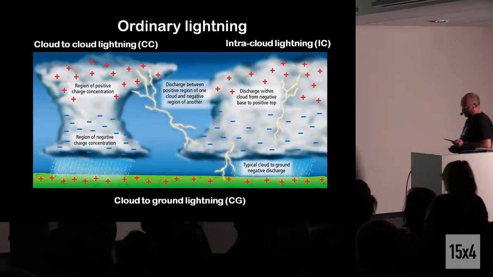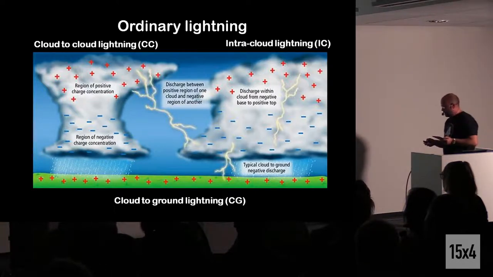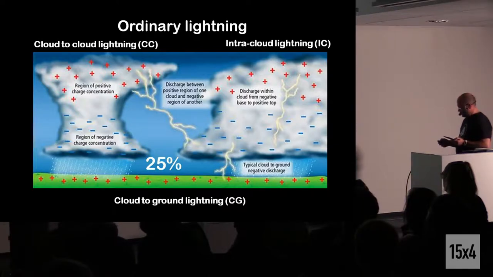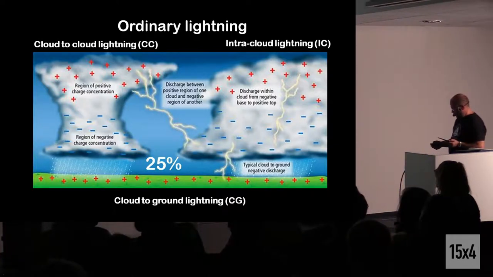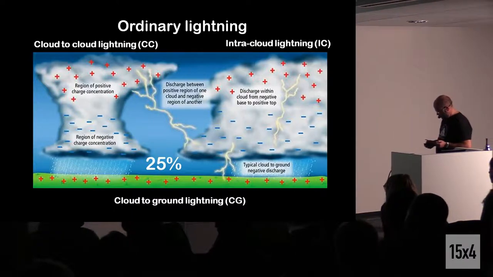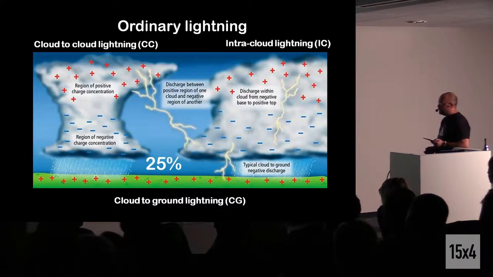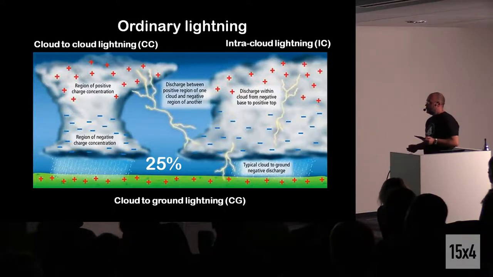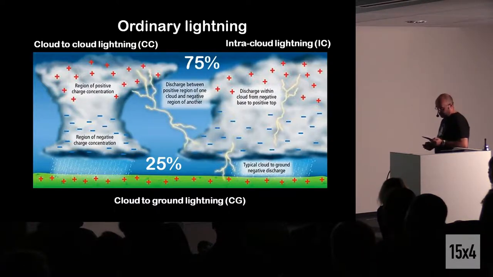Until the end of the 20th century, we thought that lightning discharge occurred mainly between the ground and the cloud. But now we know that only 25% of lightning takes place there, and 75% are cloud-to-cloud and intra-cloud discharges.